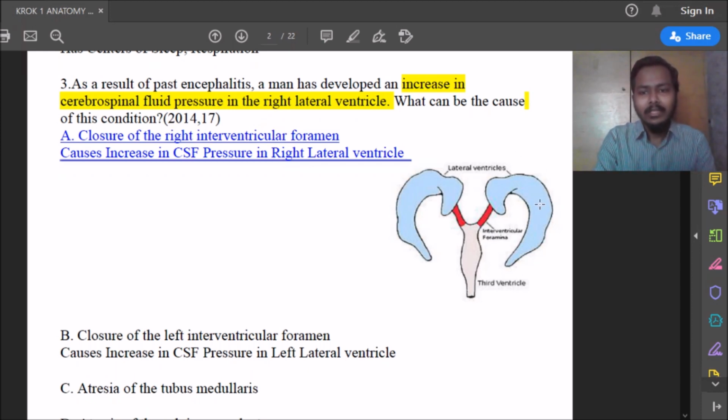So there is a pressure increase in the right lateral ventricle. So there will be a blockage in the right interventricular foramen. If there is a block, there will be increasing pressure inside the right lateral ventricle. So there will be blockage in the right interventricular foramen.